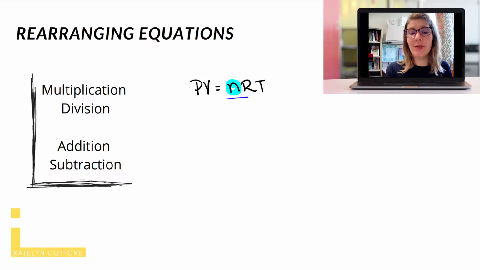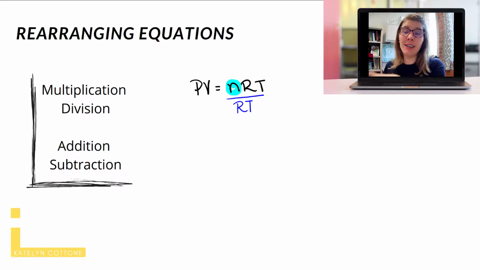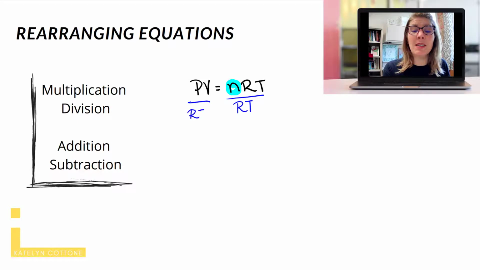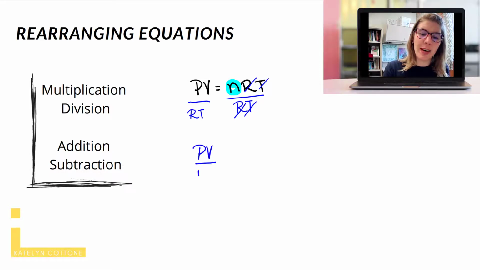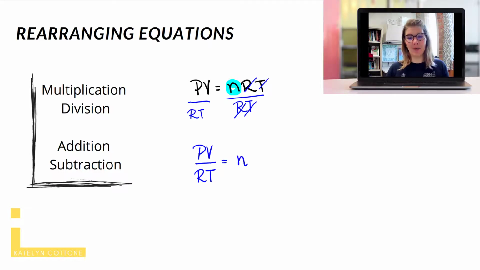And so I'm going to divide both sides by the two variables that I don't want. I don't want the r and the t to be next to the n because I'm trying to isolate the n. So I'm going to do this to both sides because that's what I'm supposed to do in algebra. What ends up happening is when you get r divided by r, those cancel. T divided by t, that cancels too. So now we have pressure times volume divided by r and temperature, and that equals n.